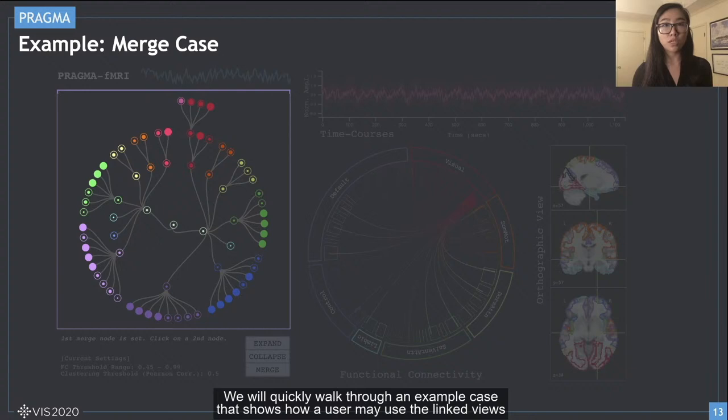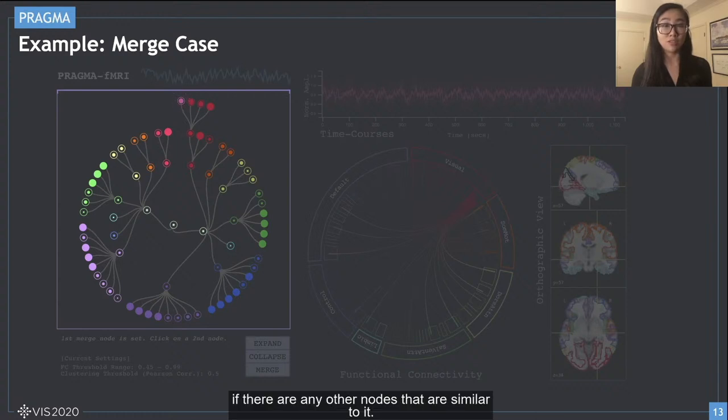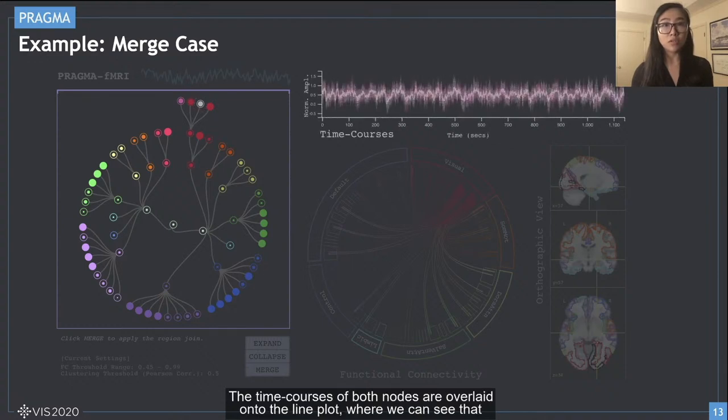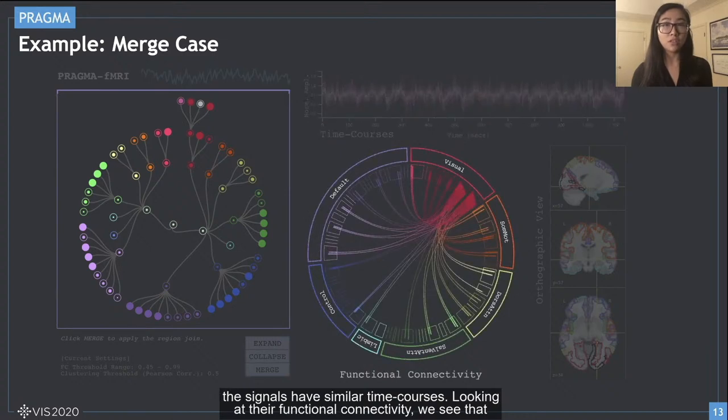We will quickly walk through an example case that shows how a user may use the linked views to inform a merge decision. First, we can anchor this node and then see if there are any other nodes that are similar to it. Clicking on a second node allows us to directly compare the two. The time courses of both nodes are overlaid onto the line plot, where we can see the signals have similar time courses.